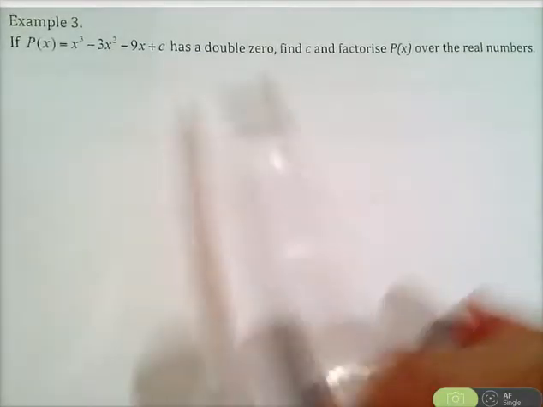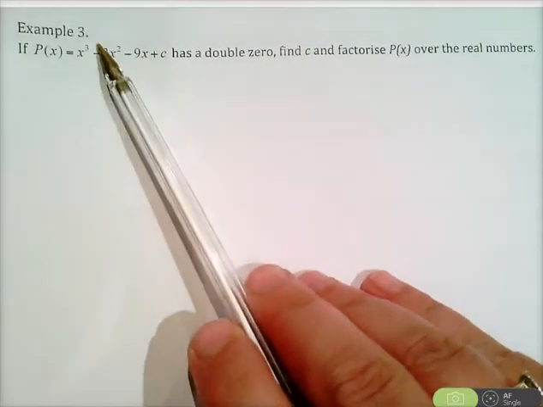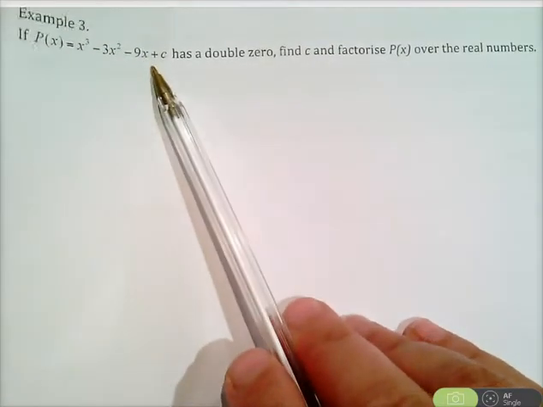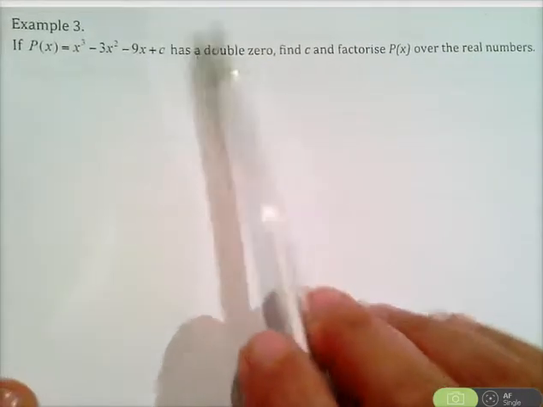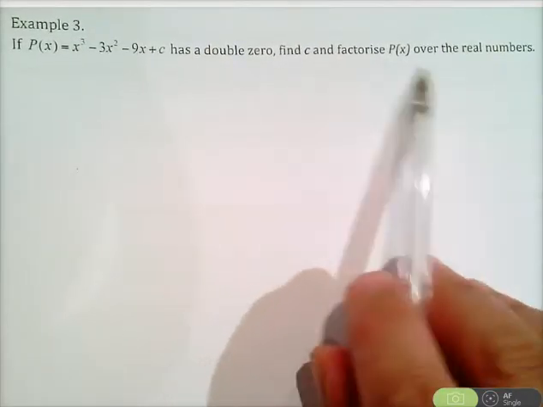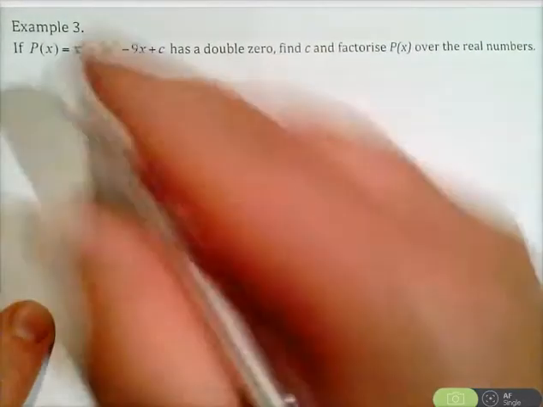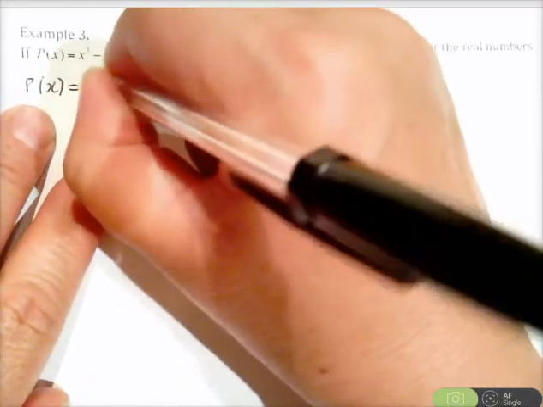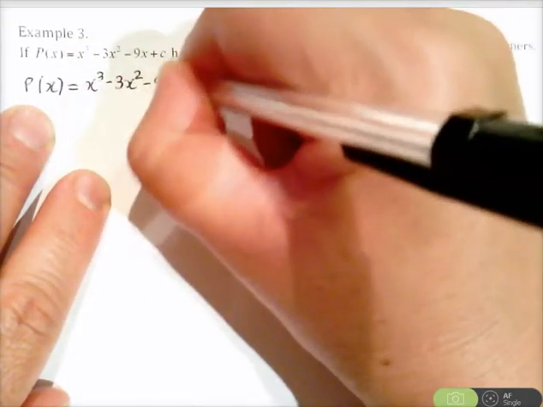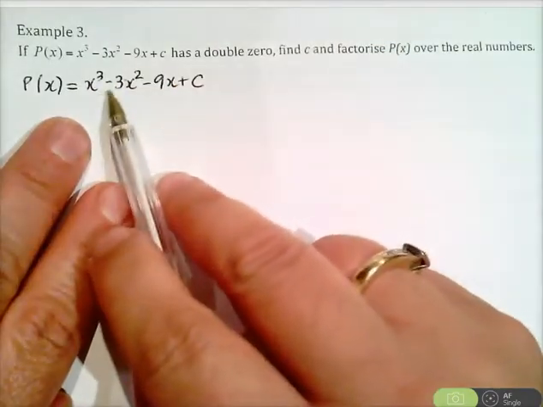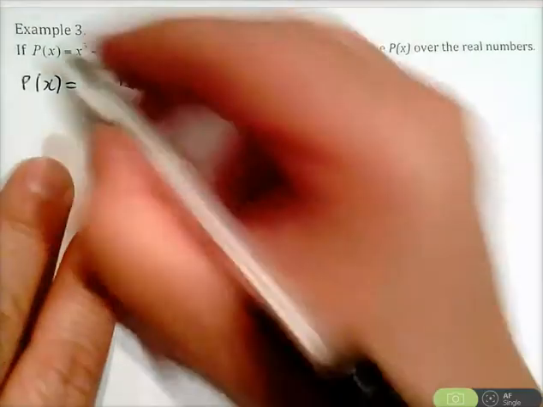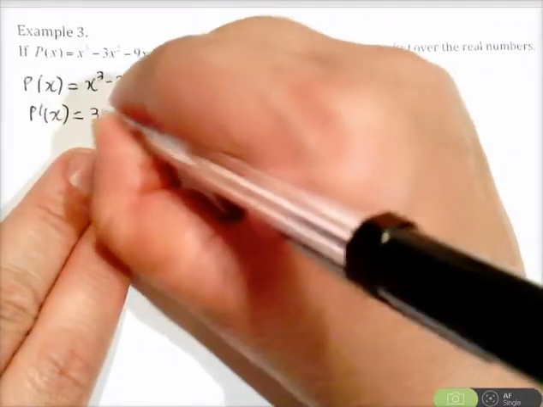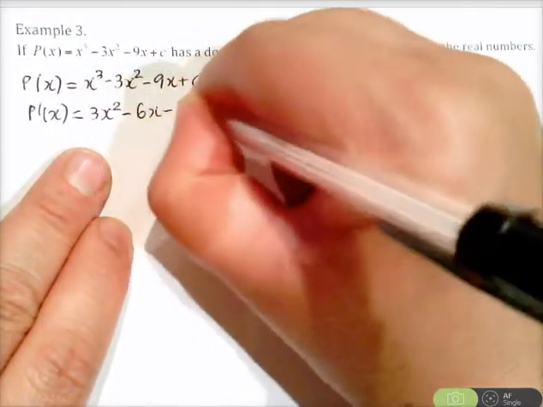Page 11. Now if your polynomial in x, which is equal to x cubed minus 3x squared minus 9x plus c, has a double zero, the question is to find c and factorize the polynomial in x over the real numbers. So if it has a double zero, then I'll just rewrite it. P of x is x cubed minus 3x squared minus 9x plus c. So that will have a root of multiplicity 2, the original function, and p dash x will have a root of multiplicity 1, and p dash x is 3x squared minus 6x minus 9.